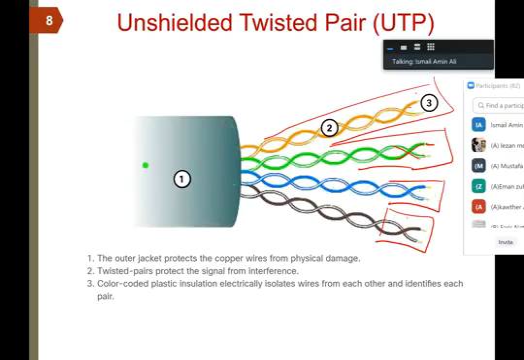They are housed in this cover. This is unshielded because you see there is no shield. It's just twisted pairs. This is the most widely used cable. It's cheap and it's easy, and it's good also.